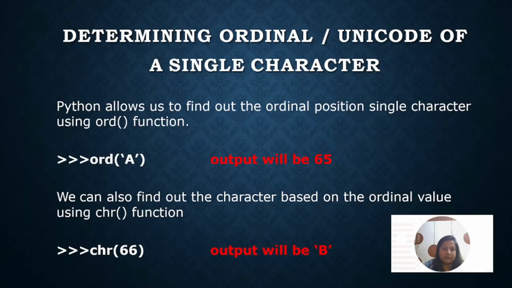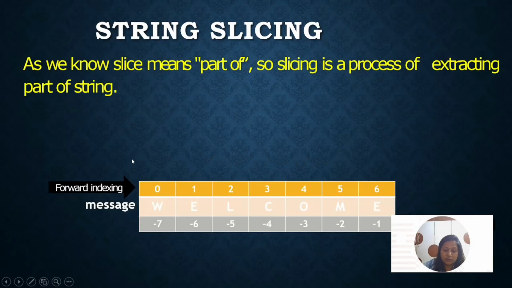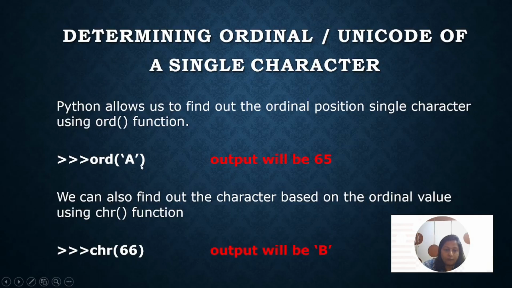Now the next one is determining the ordinal or Unicode of a single character. If you want to find out the equivalent ASCII code of A, you have to mention ord of A. If we want to check which character has ASCII code 66, it will give you B as a character. This way you can do it.